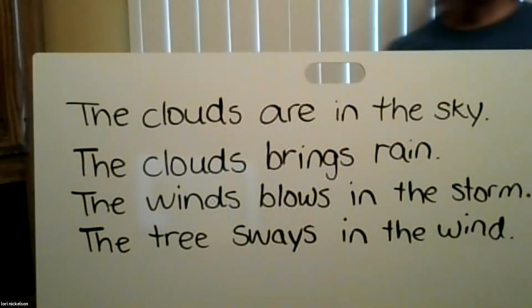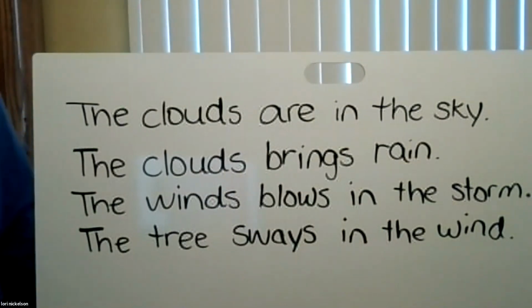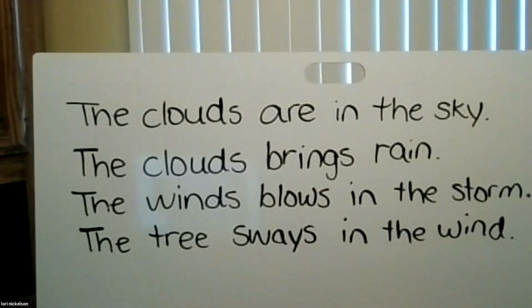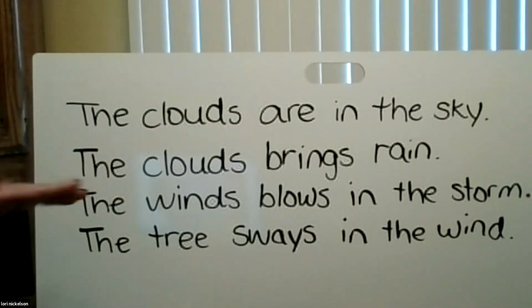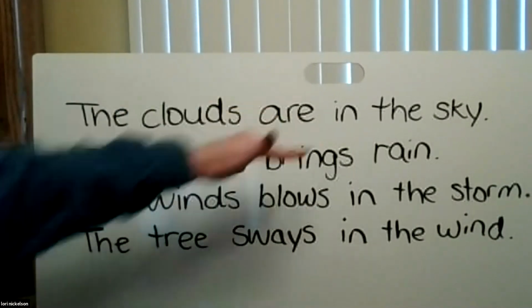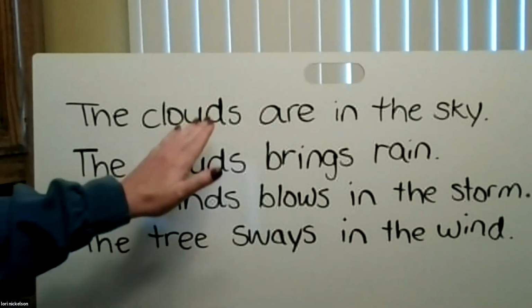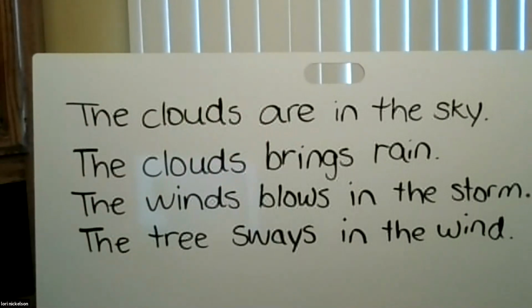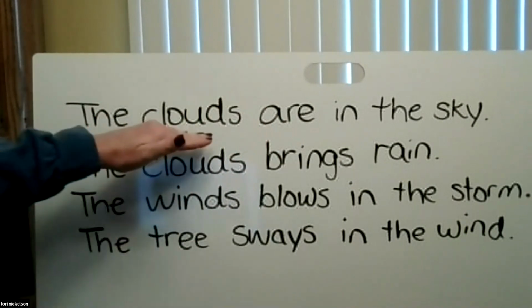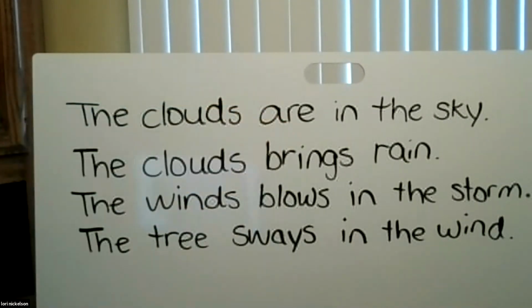All right. It says that first sentence, the clouds are in the sky. Now, the noun there is clouds, and the verb there is are. In this sentence, does that make sense? The clouds are in the sky. Yes, the verb and the noun, they fit together because the clouds are plural, meaning the verb is singular.